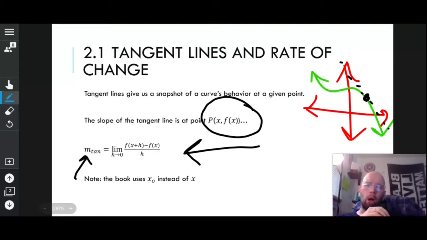Your book uses the same exact formula, but they use x sub-zero, but I'm not a fan of Mortal Kombat, so I'm not going to use sub-zero. You get it?